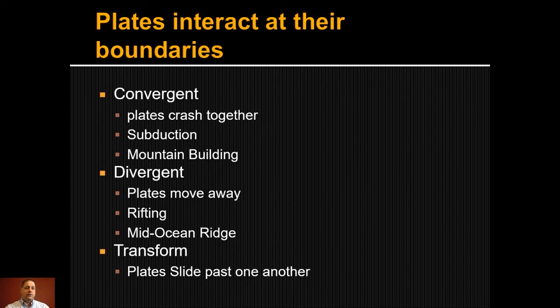So there's only a few types of plate interactions at the boundaries of the plates. There are convergent boundaries where the plates run into each other. There are divergent boundaries where the plates are moving away from each other, like at a ridge, at a rift. And there are places where the plates are sliding past one another, called a transform boundary. So there are convergent, divergent, and transform boundaries. Okay?